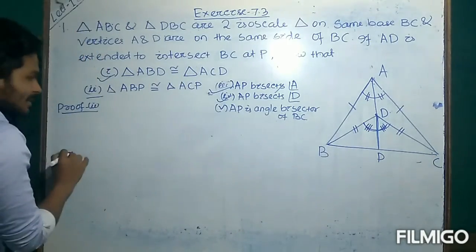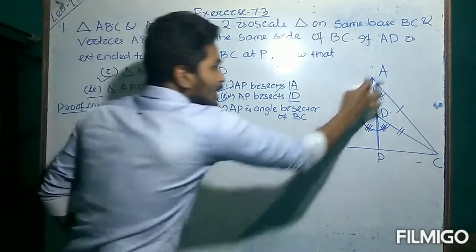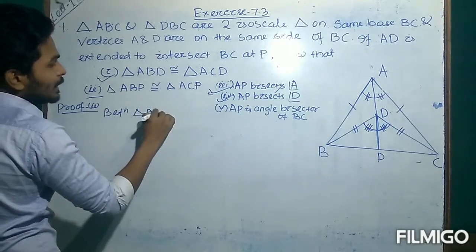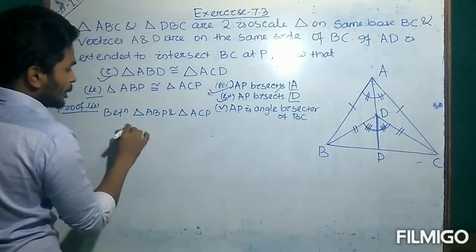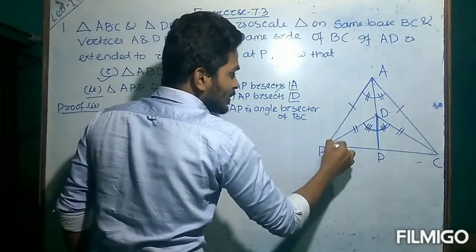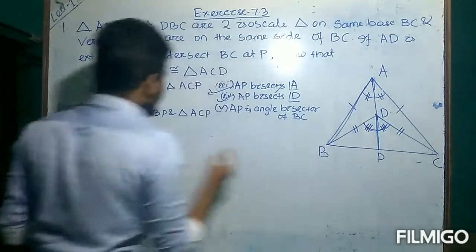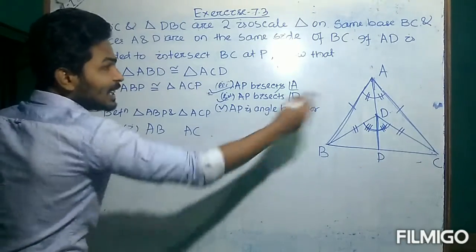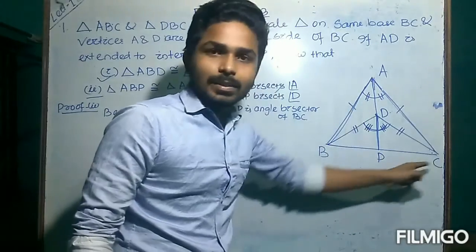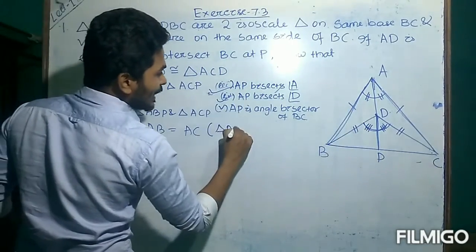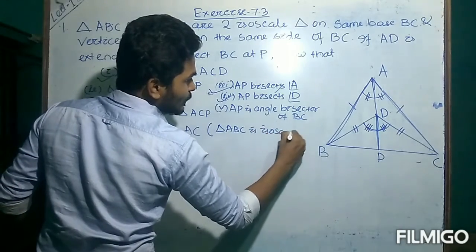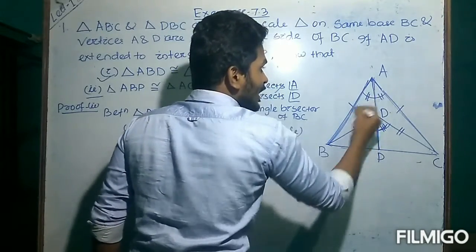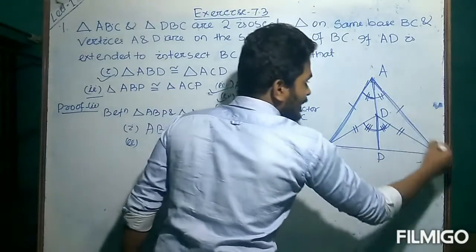So let us prove the second statement. For this we have to compare two triangles, triangle ABP and triangle ACP. So let us compare them. Between triangle ABP and triangle ACP, right? Here you can see in triangle ABP this side AB, and in triangle ACP this side AC are equal. Why? Because ABC is an isosceles triangle and its two sides are equal. Because triangle ABC is isosceles. Understood?